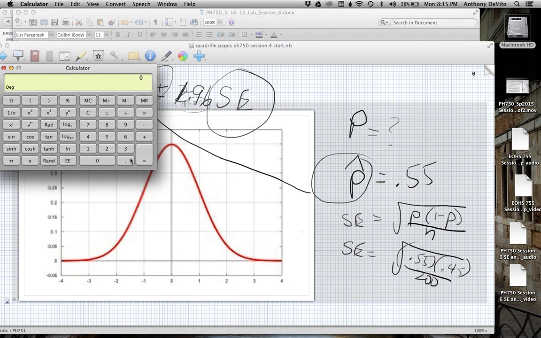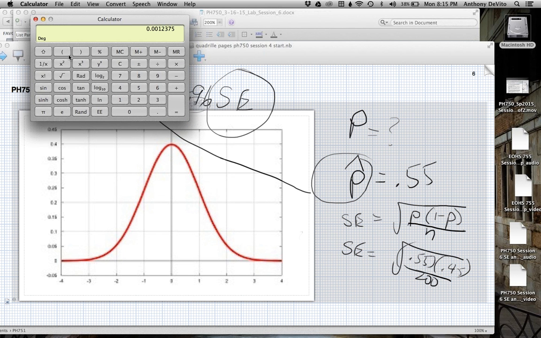Clear. It's going to be 0.55 times 0.45 divided by 200 is equal to 0.00123. Looks a little strange, but now we've got to find the square root of it. Square root of it is 0.035. Square root of a decimal is a larger number. It makes it a bigger number. Because if we multiplied 0.035 times 0.035, we would have got that number we originally started with. So it's 0.035. It's 3.5%. Our standard error is 3.5%.